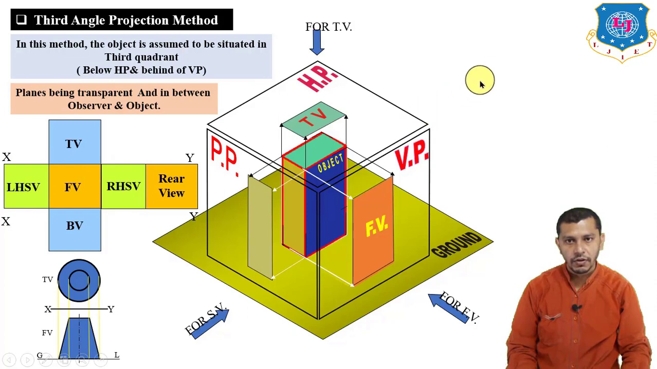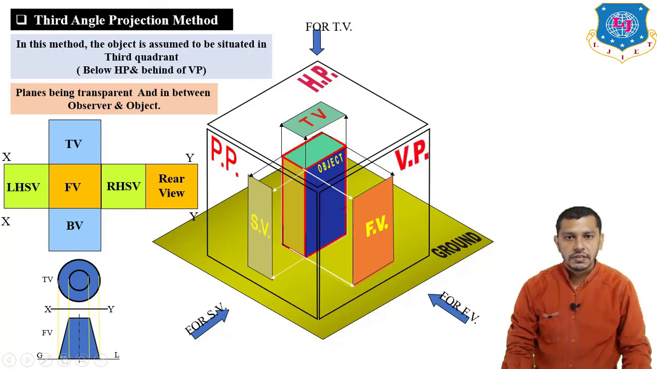If we draw the right hand side view, it will be on the right hand side of the front view. If we draw the bottom view, it will be below the front view, and here we will get the rear view of the object. So these are the positions of different views showing the third angle projection method.